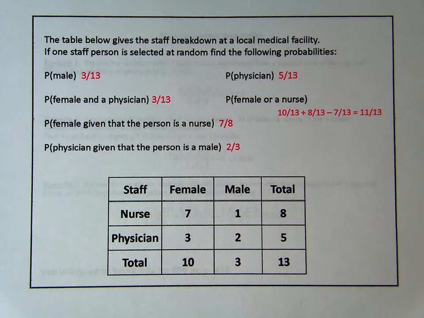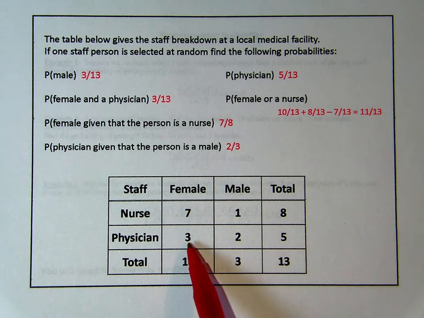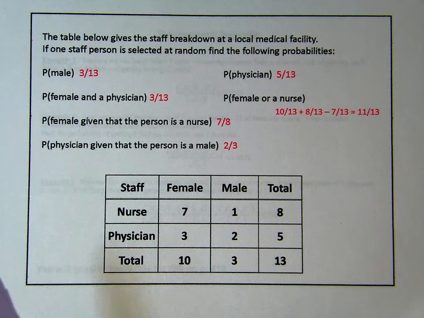Female and a physician. So that means you're both at the same time. So female and physician, 3 of the 13 people fit those both categories at the same time.